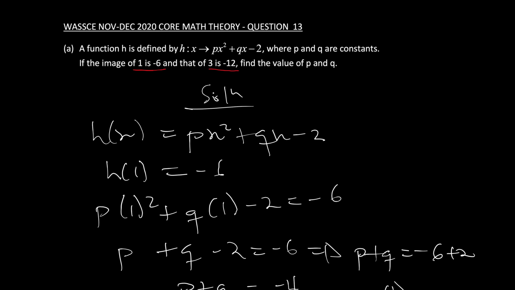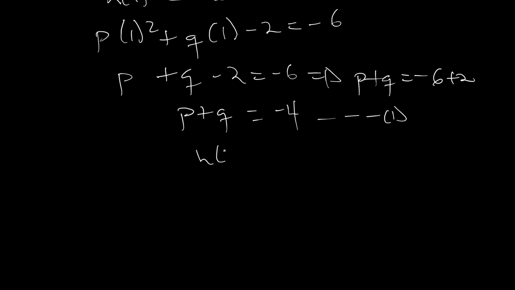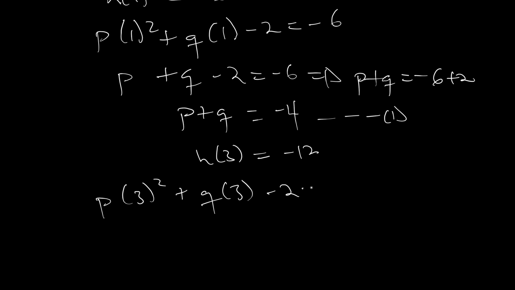And for our second condition, we are saying that if we put 3 in h of x, we should get minus 12. So h of 3 should be equal to minus 12. So our equation will be p of 3 squared plus q of 3 minus 2 is equal to minus 12. So we have 9p plus 3q minus 2 is equal to minus 12.